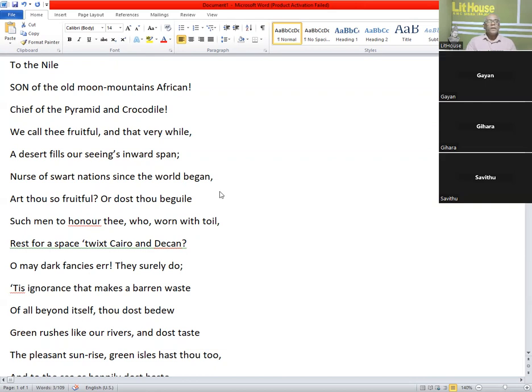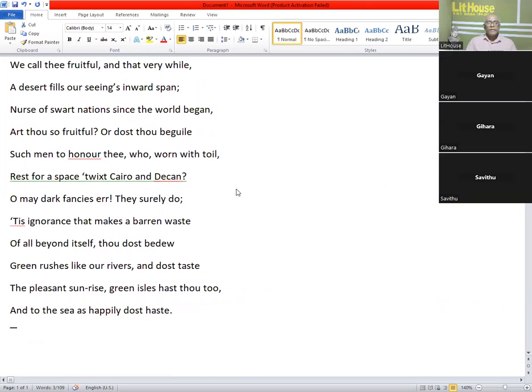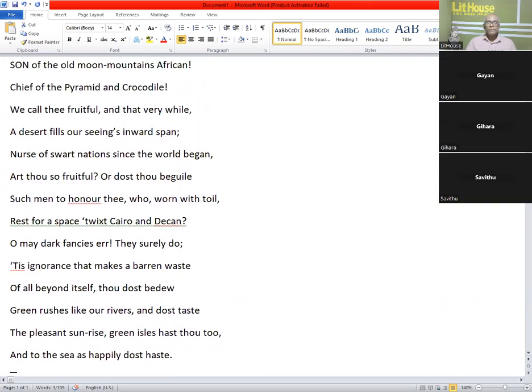The poem To the Nile by John Keats. Let's read it. This is the second sonnet you are going to study in the syllabus.